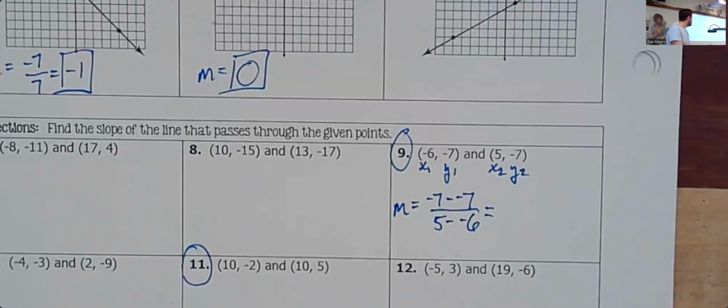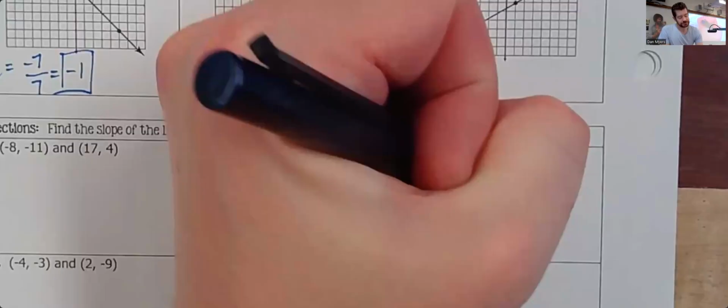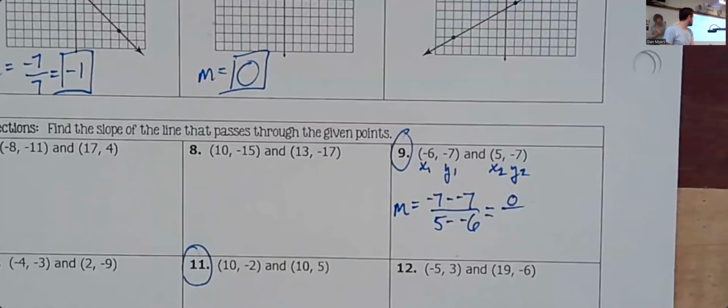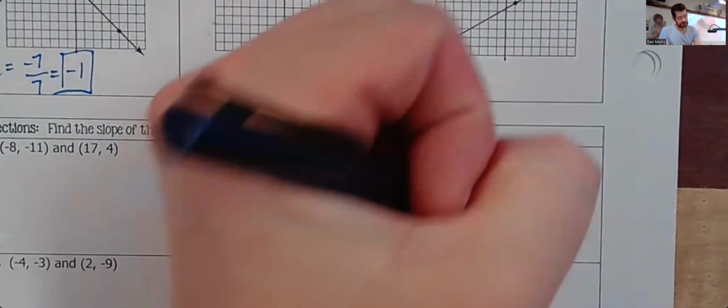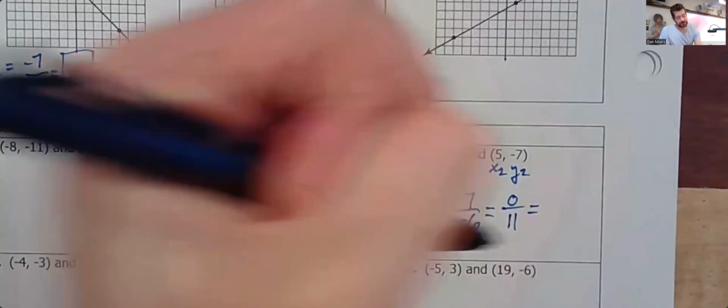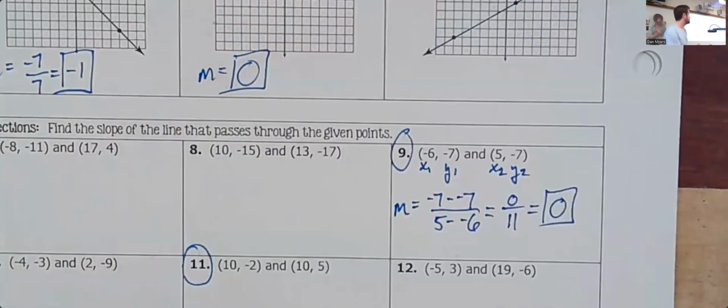So -7 minus -7, 0. 5 minus -6, 11. 0 on the numerator means the slope of 0. That is a horizontal line.